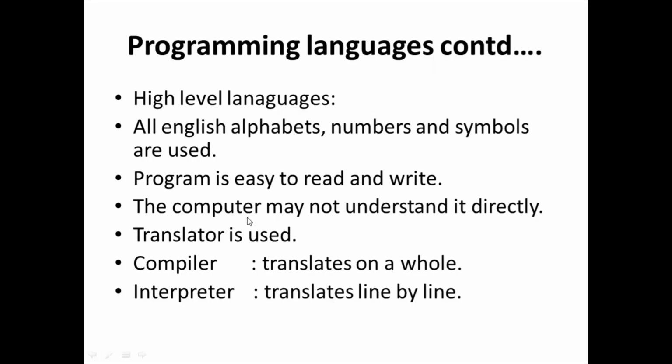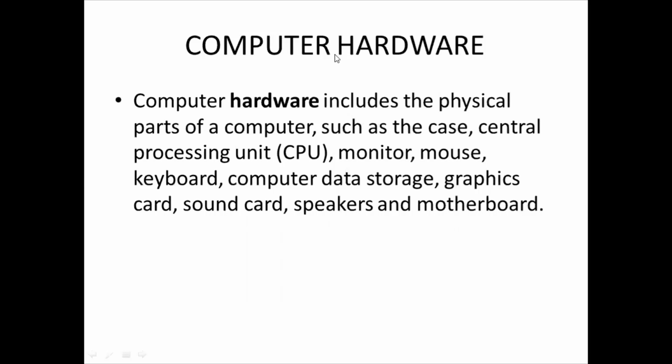Moving further. Now, what is computer hardware? Computer hardware includes the physical parts of the computer, such as cache, central processing unit, monitor, mouse, keyboard, computer data storage, graphic card, sound card, speakers, and motherboard. So all the physical parts which we can literally touch, these are the computer hardware.